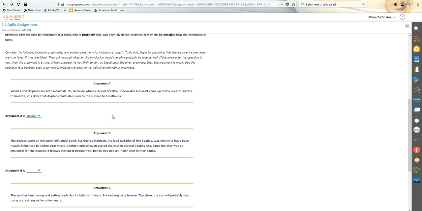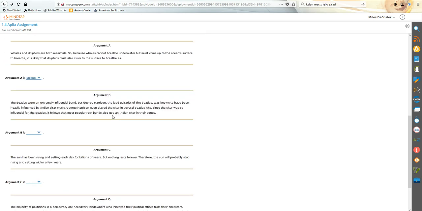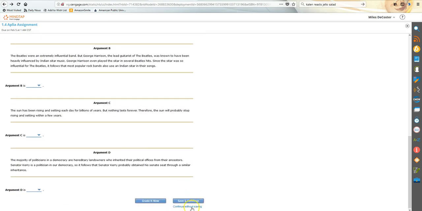And that's the sort of method I should use for every single one of these. Assume the premises are true, and ask, is the conclusion more likely because of those premises, or is it less likely? If it's more likely, it's strong. If it's less likely, it's weak. All right, let's move on then to cogency.